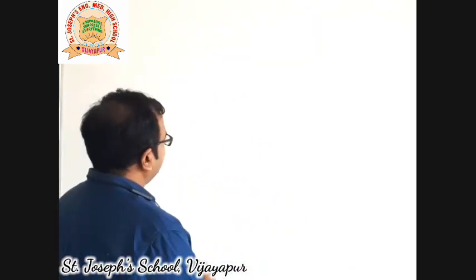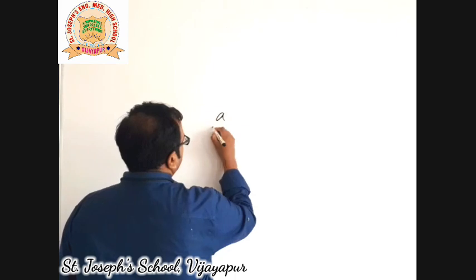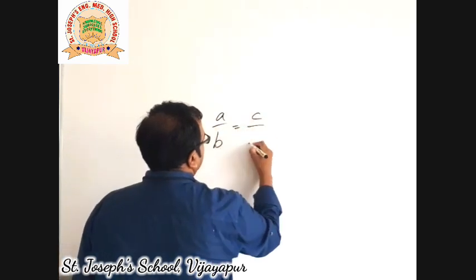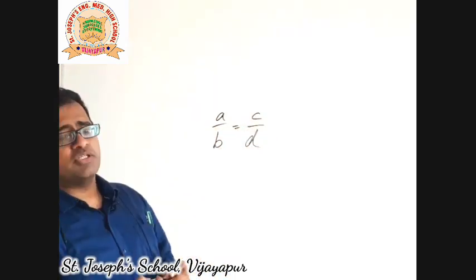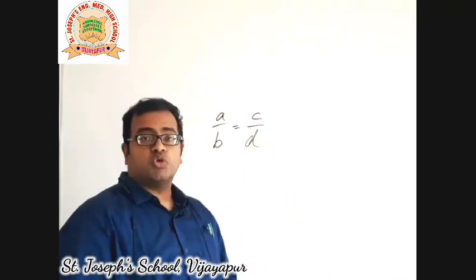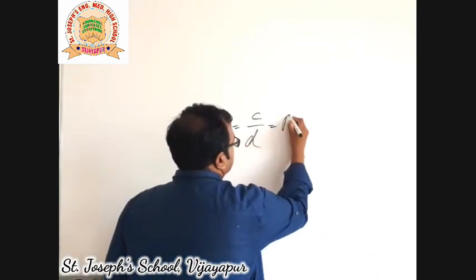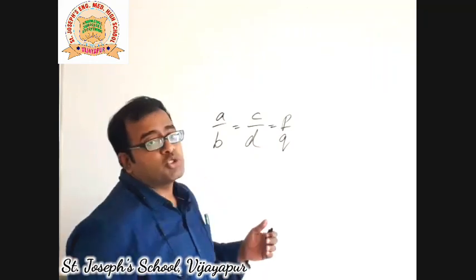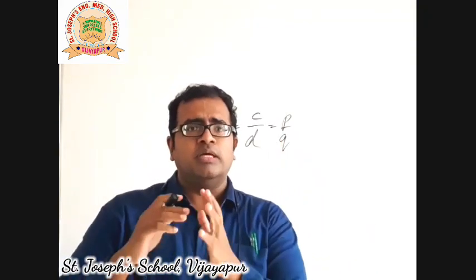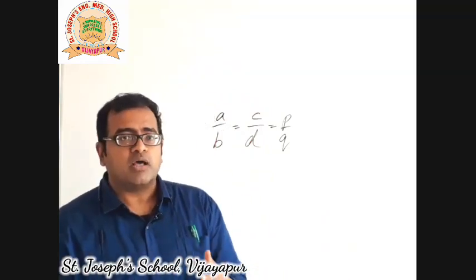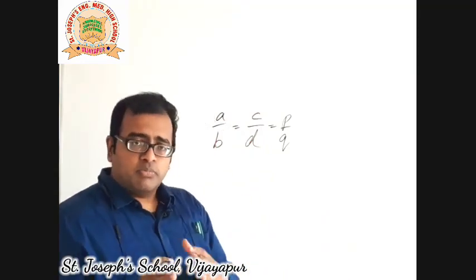So we say that there are two ratios here, and if those two ratios are equal, then we call it a proportion. A proportion may consist of more than two ratios also. Probably I'll equate this to P by Q, one more ratio. Then also we say this is a proportion. So what is proportion? Two or more ratios which are equal are called proportional.